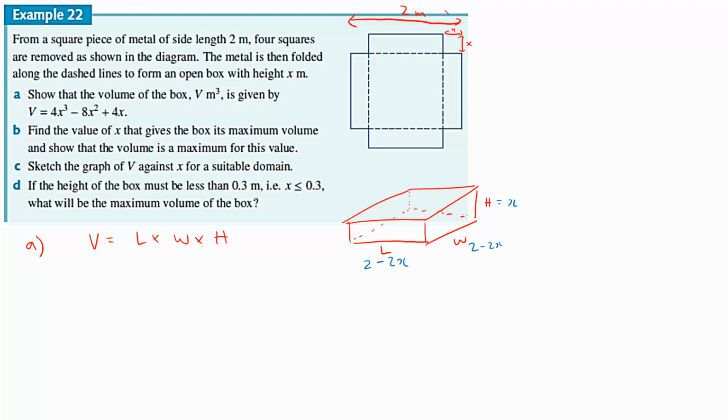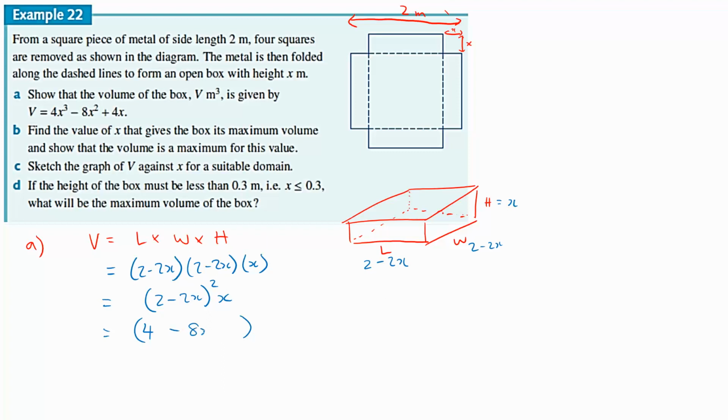Now you put them all together. We know that the volume has to equal length, which you said is 2 minus 2x, multiplied by 2 minus 2x, multiplied by height, which is x. You can simplify that and write it as 2 minus 2x all squared times x, and if you expand that, that becomes 4. What's that?